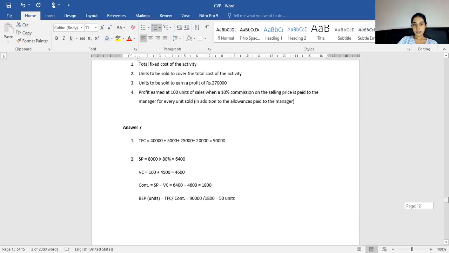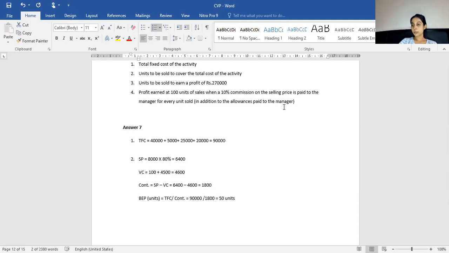And then the final requirement: the profit earned at 100 units of sales when a 10% commission on the selling price is to be paid to the manager for every unit sold, in addition to the allowances paid to the manager. So consider each of these situations independently. Profit earned at 100 units of sales when a 10% commission on the selling price is paid to the manager. So we have to add a 10% commission.